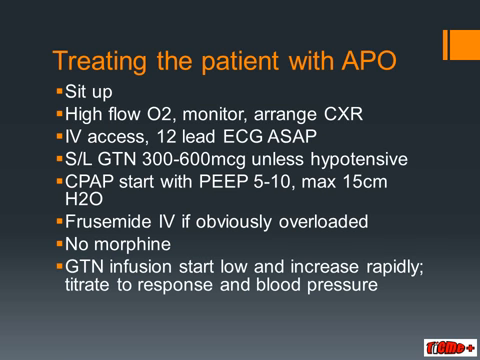You can stick on a GTN patch if you have one available, or start a GTN infusion. Remember, with GTN infusions, the half-life's very fast, so you can start low, titrate up rapidly, and if the patient's blood pressure falls, just reduce the infusion. Remember to continue to treat the patient for acute coronary syndrome if this is present as well.